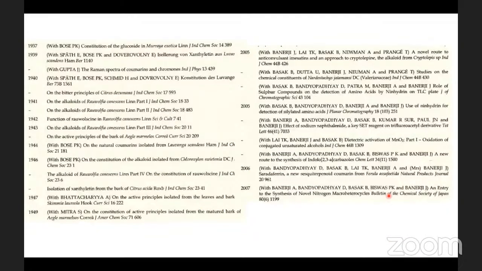What I want to show you is two pages. The first page is on the left, second page is on the right. The first page is a list of publications that she began with. And the second page on the right is a list of publications she ended with. If you look at this, her first publication is 1937. Her last publication is 2007. That is incredibly long.